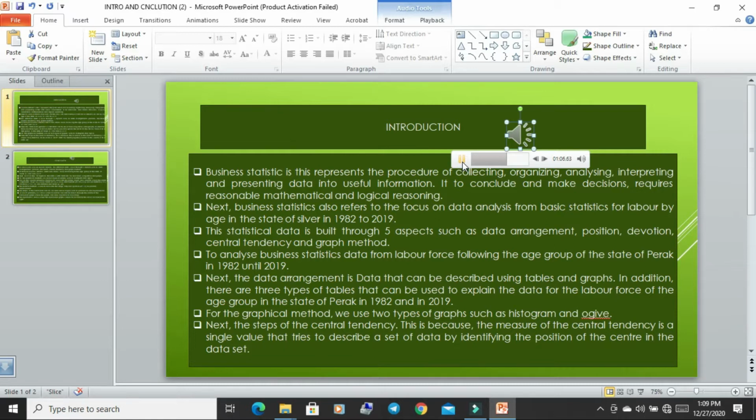In addition, there are three types of tables that can be used to explain the data of the labor force of the age group in the states of Perak in 1982 and in 2019. For the graphical method, we use two types of graphics such as histogram and ogive. Next, the step of central tendency. This is a method where a single value is used to describe a set of data by identifying the position of the center in the data set.